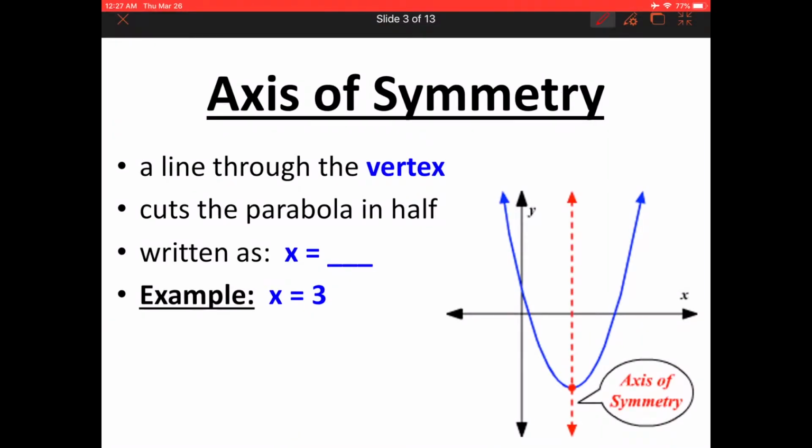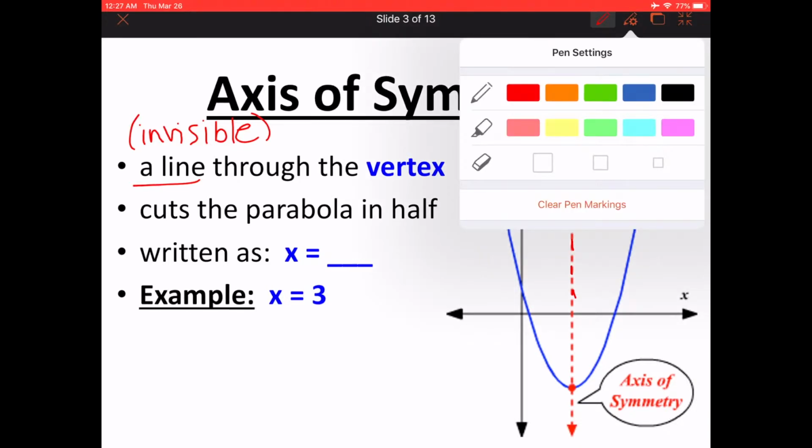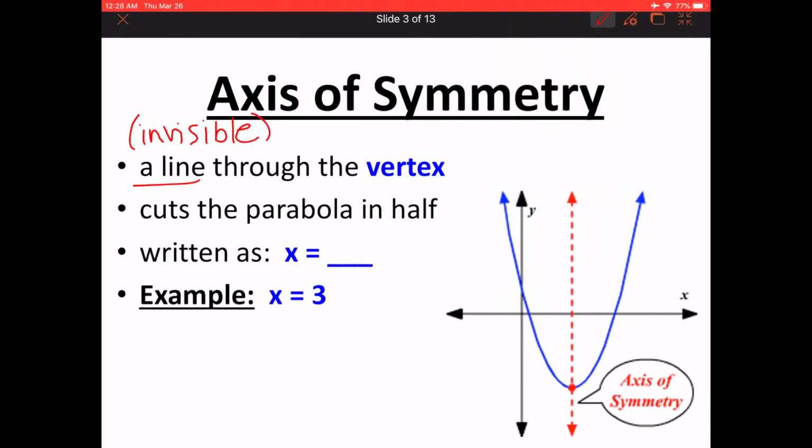The next part of the parabola that we're going to focus on is the axis of symmetry. The axis of symmetry is a line through the vertex, but we could just as easily say that it's an invisible line. Here in our graph, you see that it is a dotted line. If you graph a parabola on your calculator, you will not see that axis of symmetry. It is something that we have to draw in ourselves. The axis of symmetry cuts the parabola in half. Things that are symmetrical, like your face, have an eye on the left, an eye on the right, an ear on the left, an ear on the right. So the axis of symmetry is cutting that parabola in half.